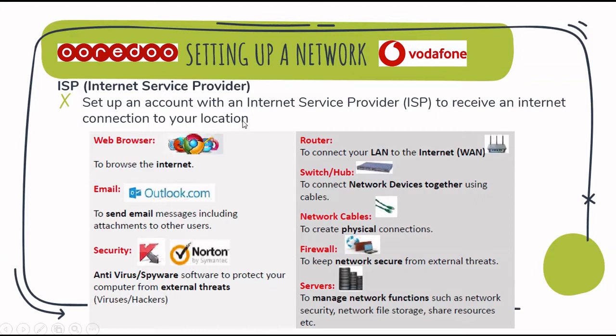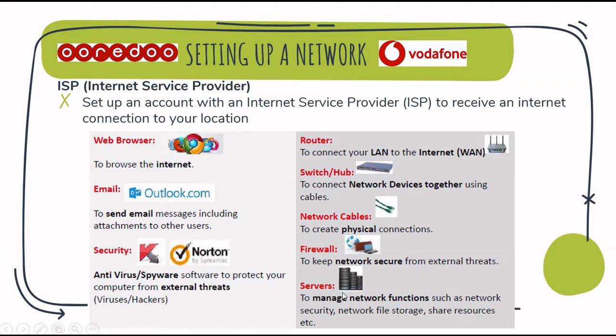So if you've rented a new office or you've bought a new house, you will need to first set up an account with the ISP. Then you need to set up a router which will connect your LAN to the internet. Then you need to have some switch or hub which will connect all the network devices together using cables. Then you will need a lot of cables for the different desktops you have in your house. You can also have a firewall to keep your network secure from external threats.